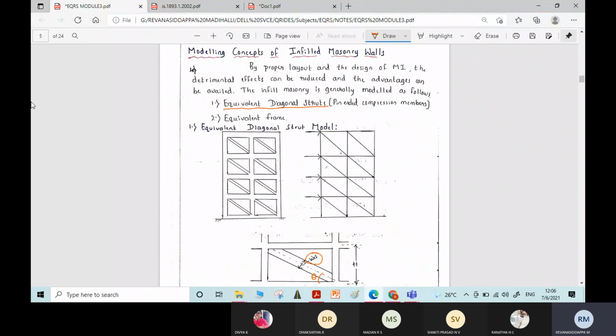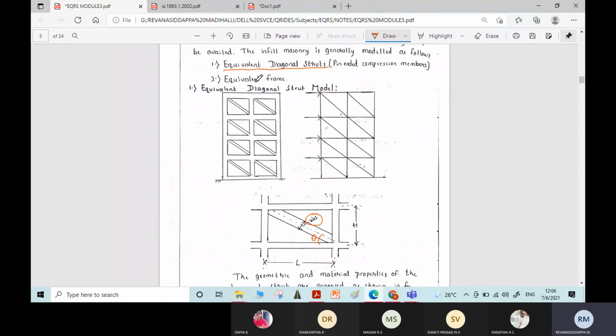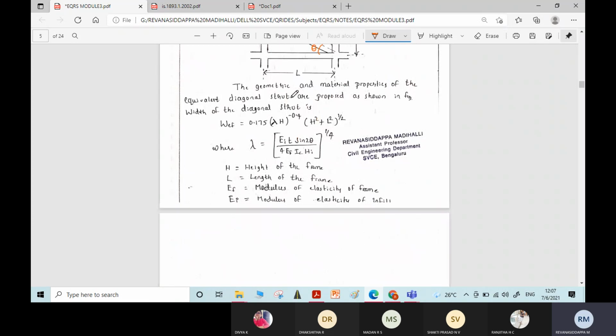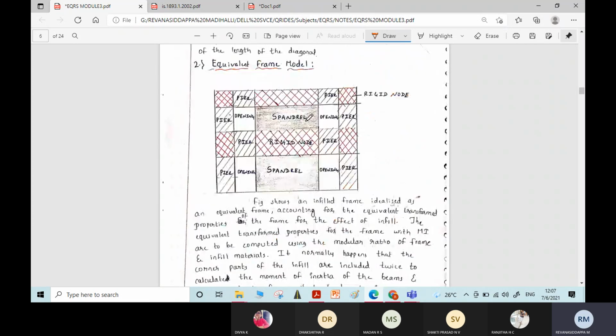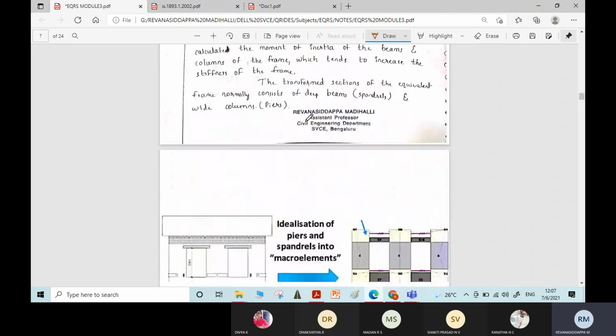There is one more way. A building with infill wall is assumed with an equivalent frame. Let us see how that equivalent frame is assumed. Equivalent frame model. See, this figure is somewhat confusing. That is why I have pasted, and written, one more figure here.